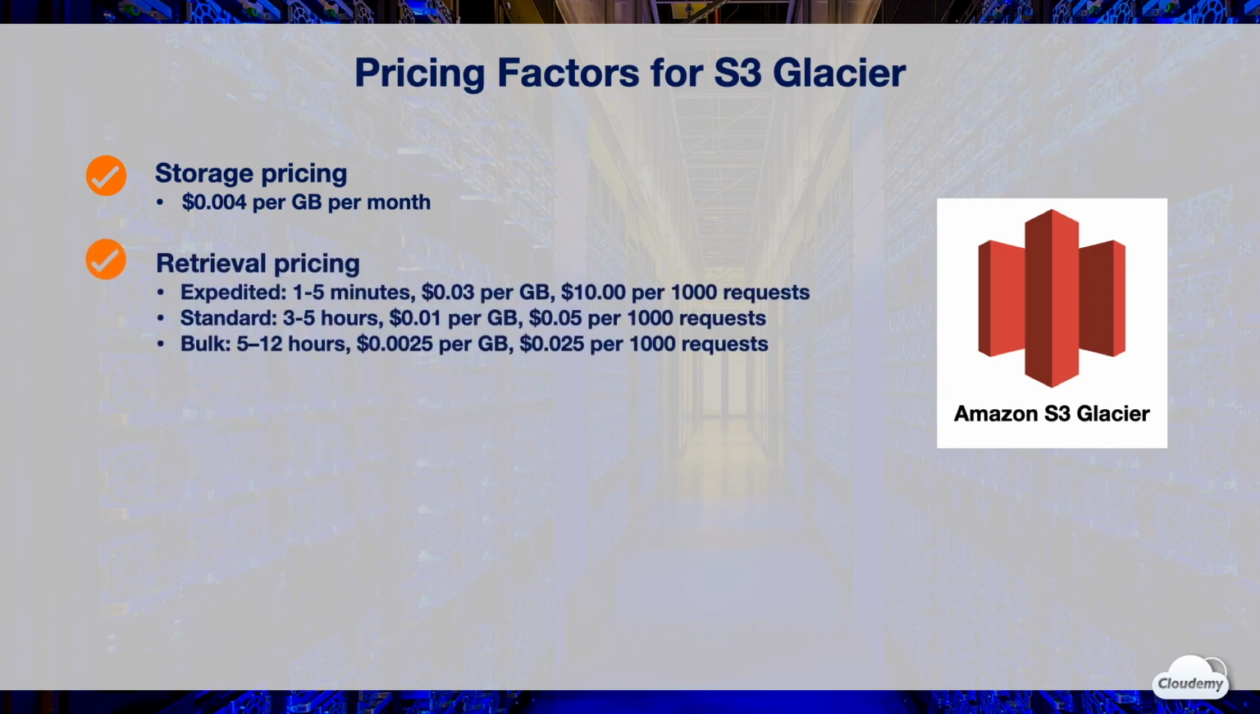Because Glacier is designed for very infrequent access and long-term archives, data retrieval is slower than S3. You pay different retrieval prices based on different retrieval times. The retrieval prices are charged based on the size of data retrievals and the number of retrieval requests. Data transferred into Glacier is free. However, you need to pay for data transferred out of Glacier to the internet, or across different regions.